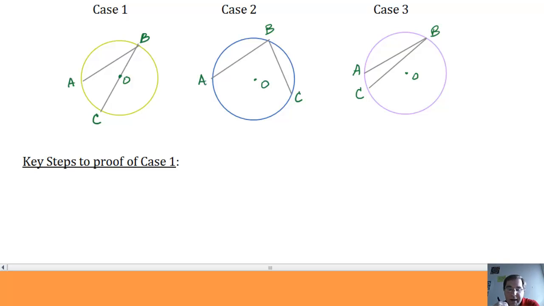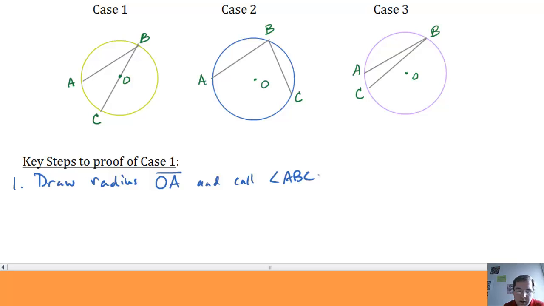So for case 1, one of the sides of the angle is a diameter of the circle. It goes through the center of the circle. So first what we're going to do, in our first step in the proof, these are just the key steps, so I'm not going to write it down as a formal proof. So I'm just going to draw radius. The radius I'm going to draw is the one from the center O to A. I'm going to draw radius OA. And I'm going to call angle ABC x. ABC will be x, and I'm going to draw OA. So let me draw it now. Okay. So that's just setting up what we're going to do.